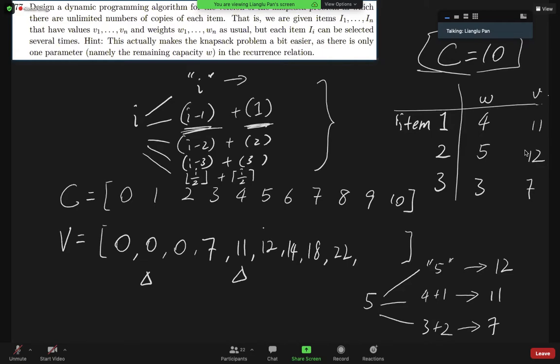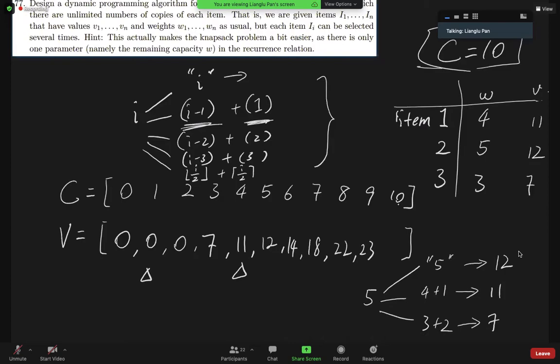The bag having capacity 5. And for capacity 10, I think the best we can do would be to split it into 7 plus 3 or 4 plus 6, giving us 25. I think that's it. So we find out that if we have capacity equal to 10, the highest value we can get would be 25.